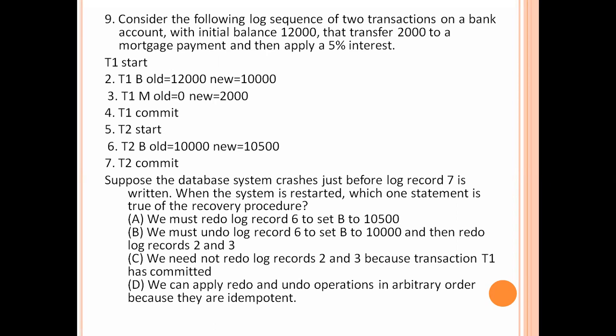Suppose the database system crashes just before log record 7 is written. When the system is restarted, which one statement is true of the recovery procedure? Now here you see, we must redo log record 6 to set B to 10,500, it is wrong. We must undo log record 6, undo is correct here. Undo, set B to 10,000 and then redo log records 2 and 3. This one is the right answer. Option number B is the right answer.